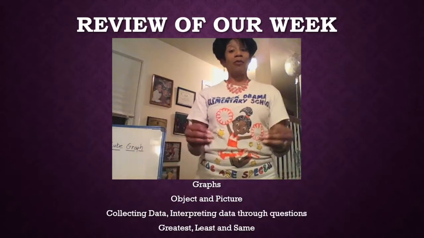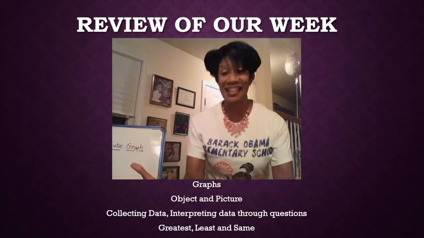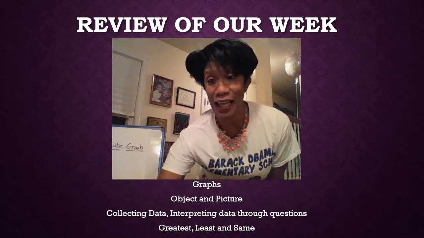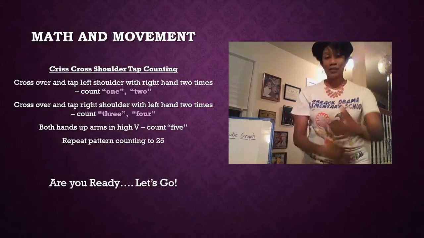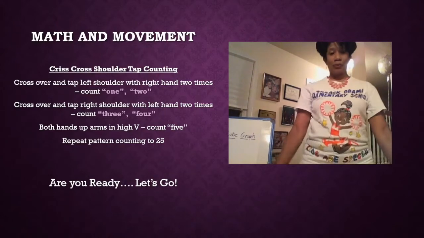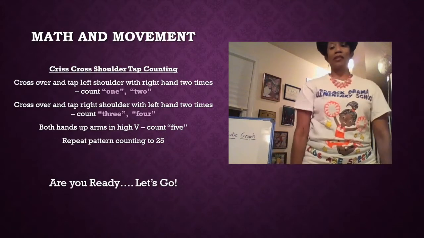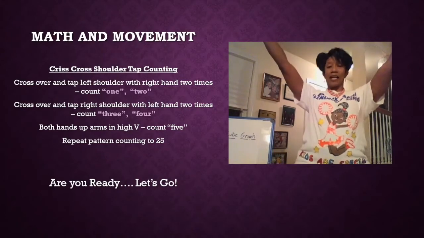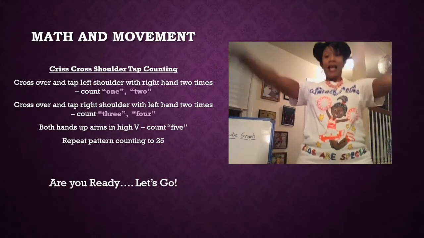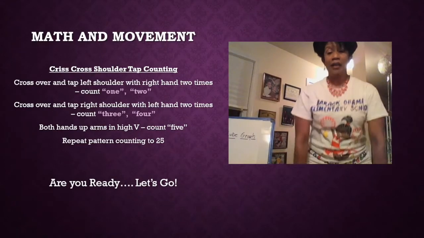So before we get into our activity, what are we going to do? You guessed it. We're going to do some math and movement. Our math and movement today is what I call our crisscross shoulder tap. The way that we do that is we tap our left shoulder twice with our right hand, and then we put our hands up in the air in a high V. And we're going to do that as we count all the way to 25. So it'll look like this.